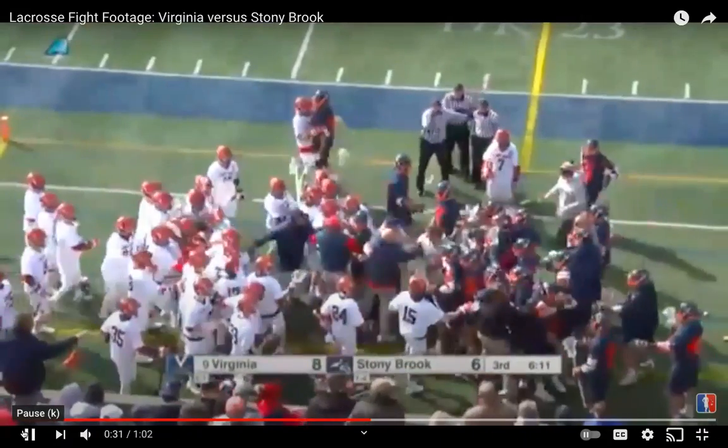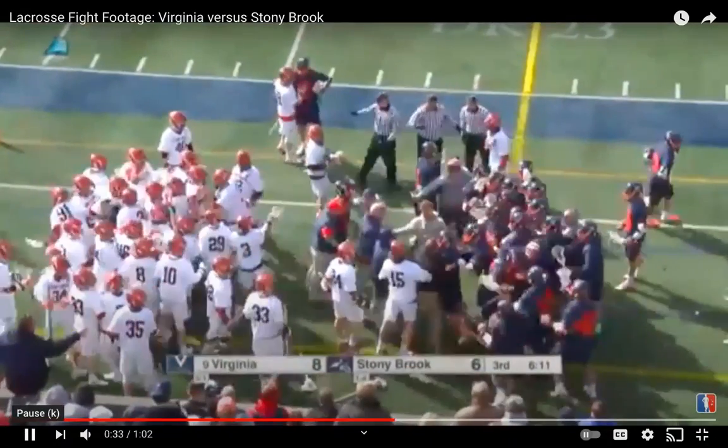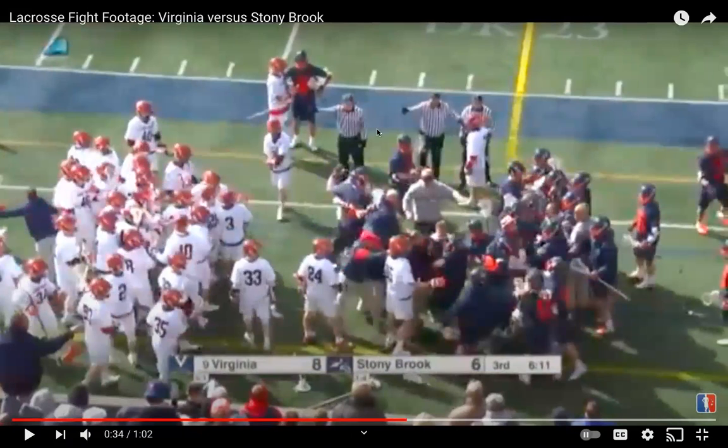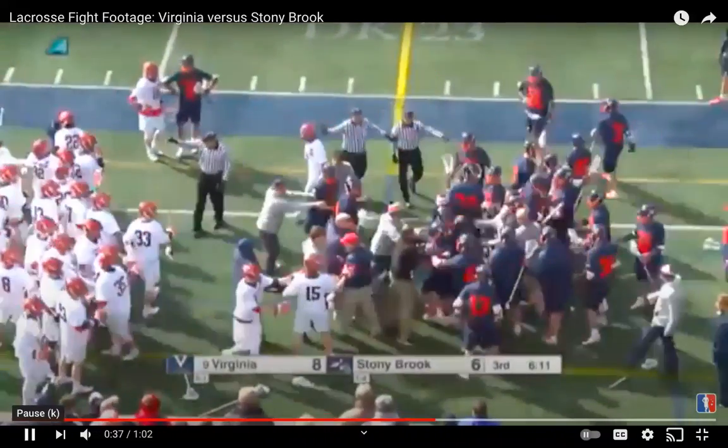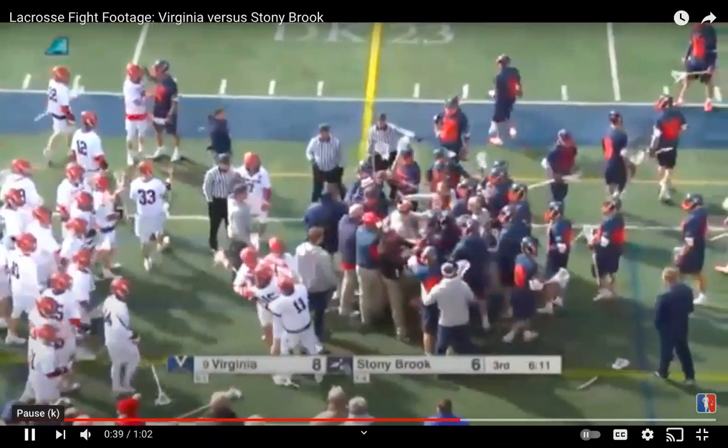And all of a sudden, now what they're doing is they're doing everything else. You also see this official immediately grabs his scorecard out of his pocket. He's going to start writing down numbers of players so he can remember who participated, exactly who's in there, as they're just trying to separate everyone.